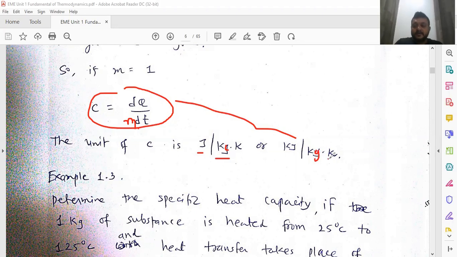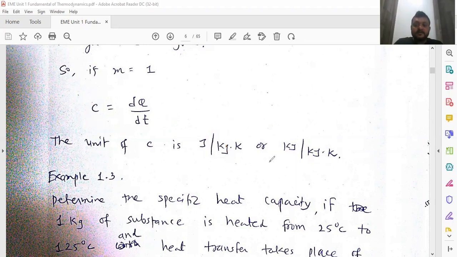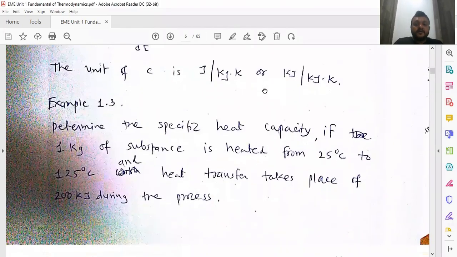And I have already told you that in thermodynamics or in mechanical engineering fundamentals, we are likely to use Kelvin instead of centigrade and Fahrenheit. That you have to keep in mind. So this is about the specific heat capacity, a very simple explanation and a very simple parameter. Now, by using this equation, you can solve this problem.